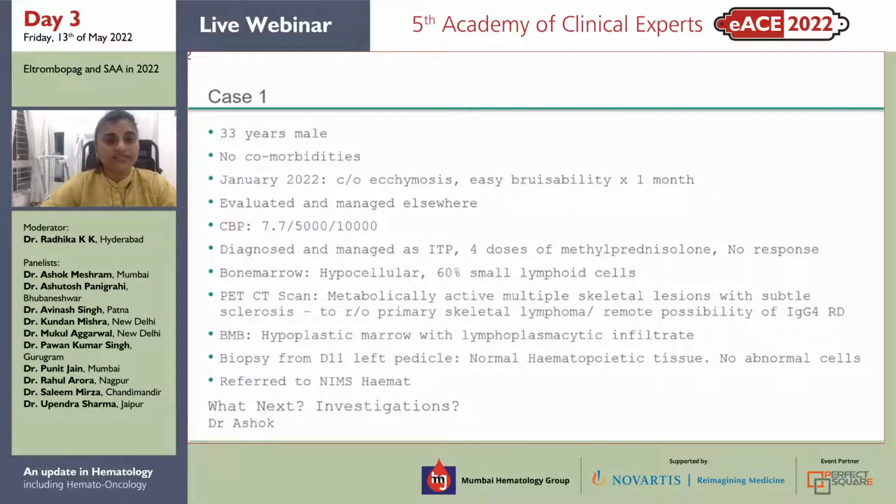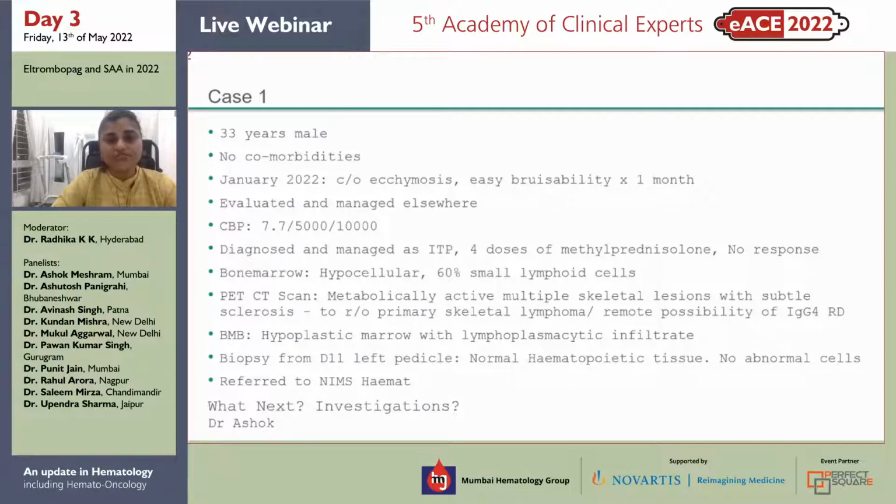no comorbidities, January 2022, presented with ecchymosis, easy bruisability of 1 month duration, evaluated and managed elsewhere. CBP: Hb 7.7, TLC 5,000 with a low ANC count, platelets 10,000. He was diagnosed as ITP elsewhere, managed with 4 doses of methylprednisolone, no response. Bone marrow hypocellular with 60% small lymphoid cells. Seeing 60% small lymphoid cells on a bone marrow, we went ahead with a PET CT scan, which showed metabolically active multiple skeletal lesions with subtle sclerosis, to rule out primary skeletal lymphoma, remote possibility of IgG-RD. The marrow biopsy came out as hypoplastic marrow with lymphoplasmacytic infiltrate.